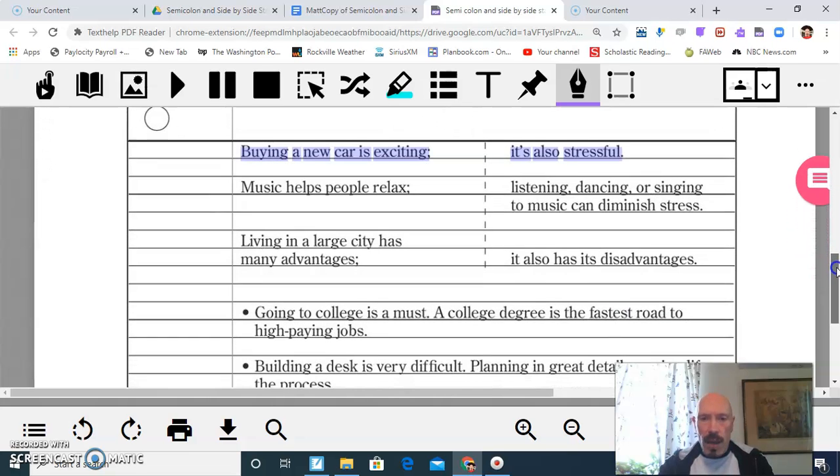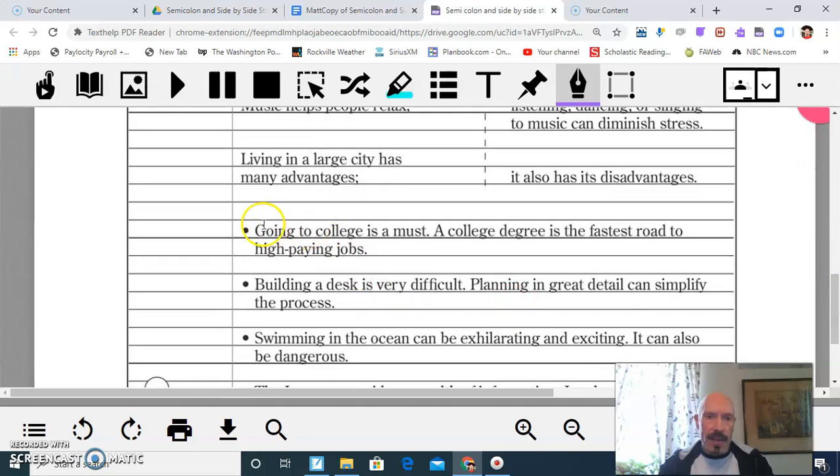Here's a side-by-side sentence. Going to college is a must. So that's the first independent clause. A college degree is the fastest road to high-paying jobs, which, according to the data, is true. So here, this is our setting. This is our occasion for writing. This is going to be all about why you need to go to college. And this is the position we're going to prove. A college degree is the fastest road to high-paying jobs.